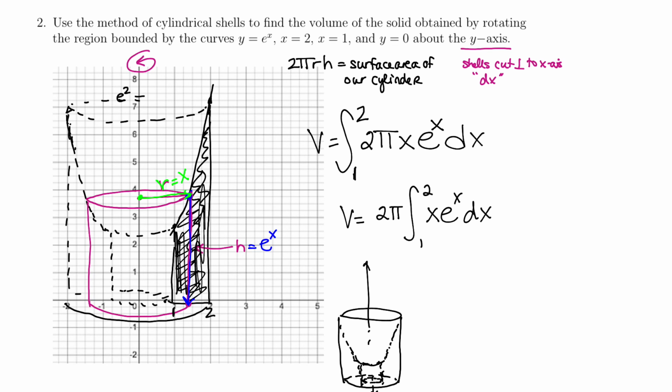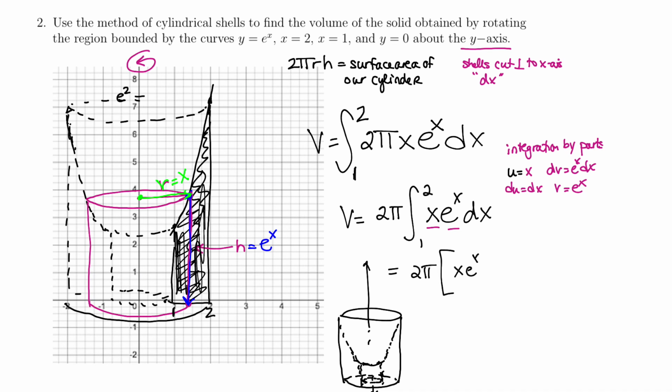Let's see. So we're going to let u equal x, using integration by parts. So let me just put a little note. We're using integration by parts. That's because we have a product of two functions. No u substitution. So u equals x. du is dx. dv equals e to the x dx. An antiderivative of e to the x is just e to the x. And our formula is uv minus the integral of v du. So we've got uv minus the integral of v du.